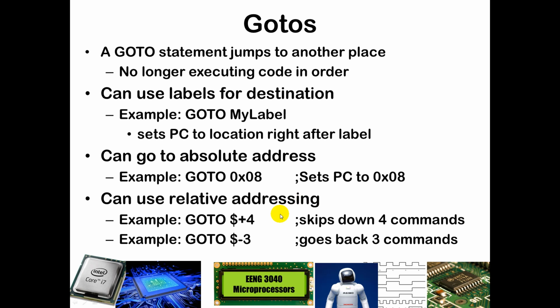Relative addressing allows you to skip around a certain number of lines. So you could say go to $+4. That would skip 4 commands down on the page. So if you had a line of code and you wanted to skip over the next 3 commands and execute the 4th command after that, then you would just skip down 4 lines. If you do the same thing with go to $-3, that allows you to go back 3 commands. So it's basically just like skipping over the next commands or going back to previous commands. And you can put in whatever value you want in there after the $, positive or negative, to change direction.